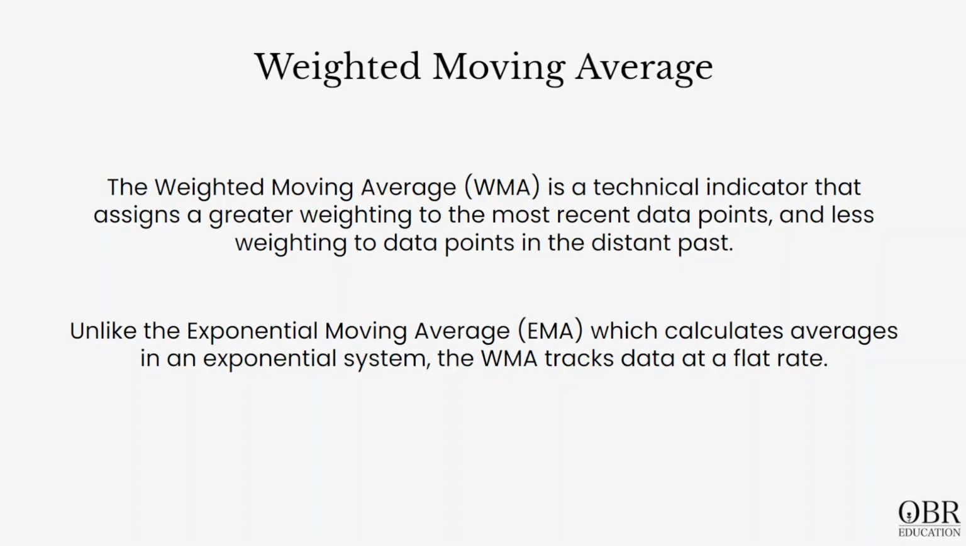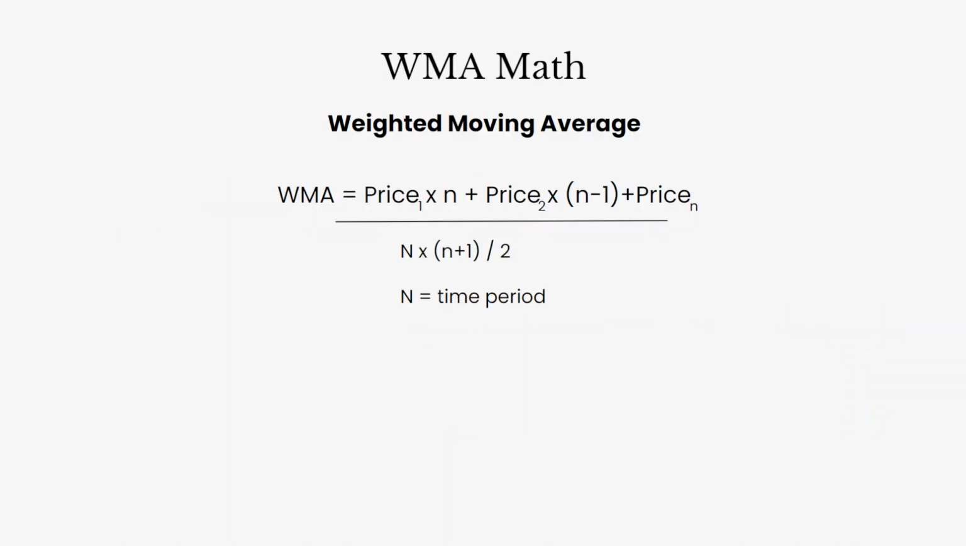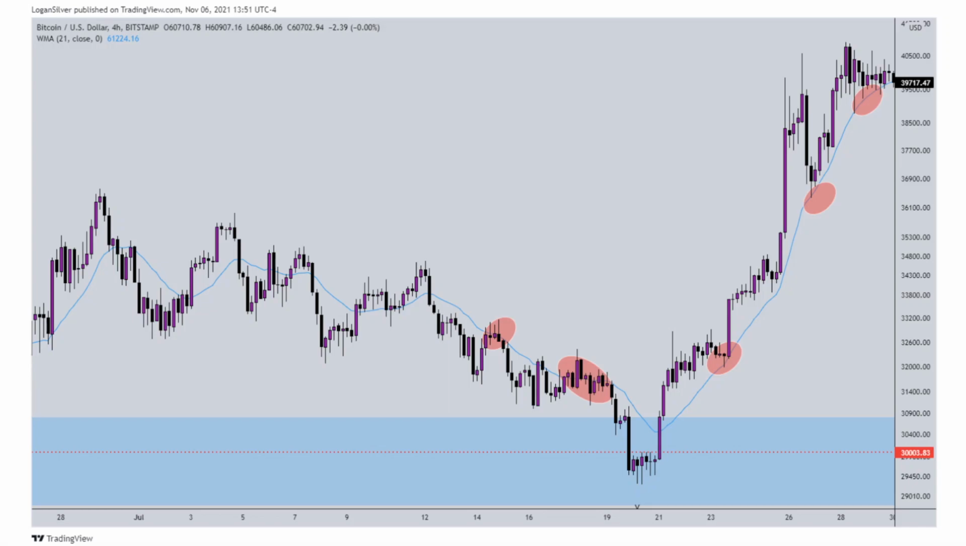No worries. So the weighted moving average, with the abbreviation WMA, is a technical indicator that assigns a greater weighting to the most recent data points and less weighting to data points in the distant past. Unlike the EMA, which calculates the averages in an exponential system, the WMA tracks data at a flat rate. So again, here's the calculation. And here is the WMA applied on a chart.